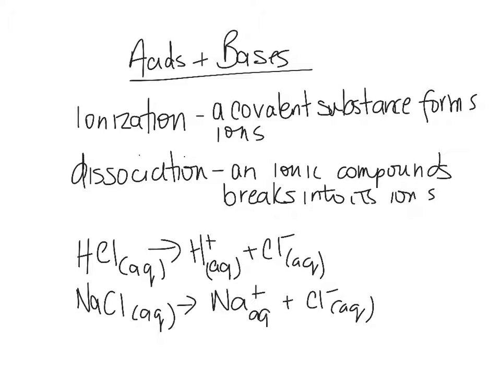So ionization happens when you wouldn't normally form ions. So hydrogen chloride gas, if it's dry, will not ionize. When it's wet, it forms hydrochloric acid and then it ionizes.